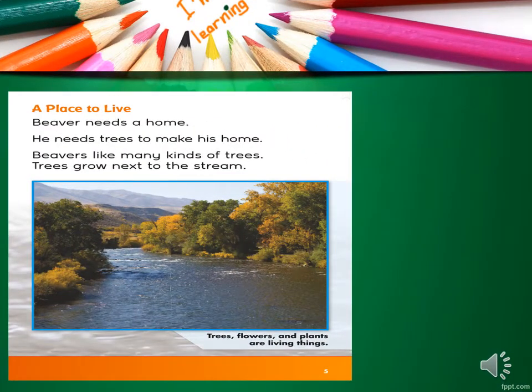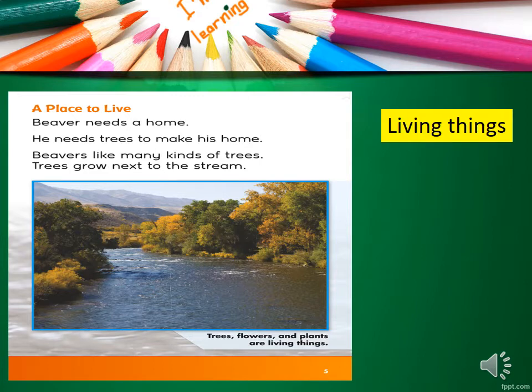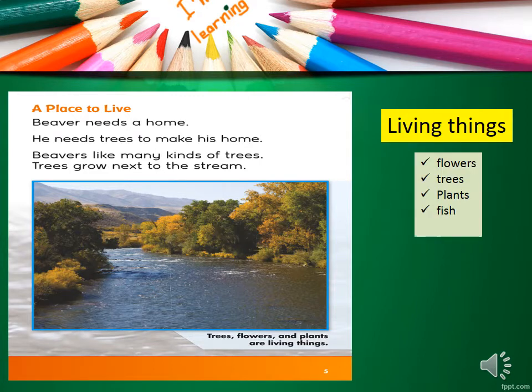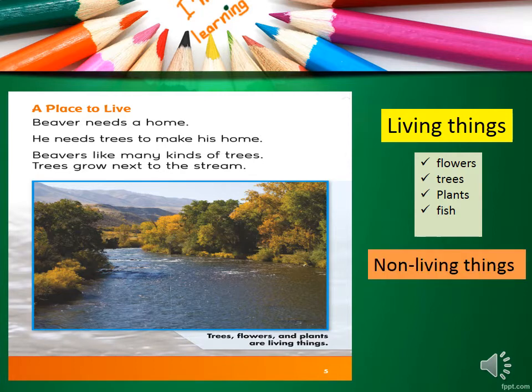A place to live. Beaver needs a home. He needs trees to make his home. Beavers like many kinds of trees. Trees grow next to the stream. What are the living things in this environment? Flowers, trees, plants, and fish. And what are the non-living things in this environment? Water, rocks, and stream.